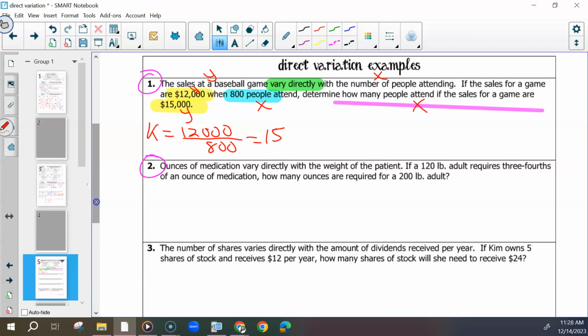And then we're trying to find how many people attend if the sales are 15,000. How would we set this part up using our y equals kx? 15,000 equals 15x. Solve for x by dividing both sides.